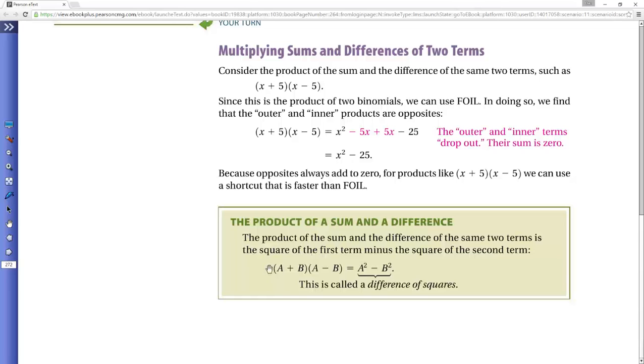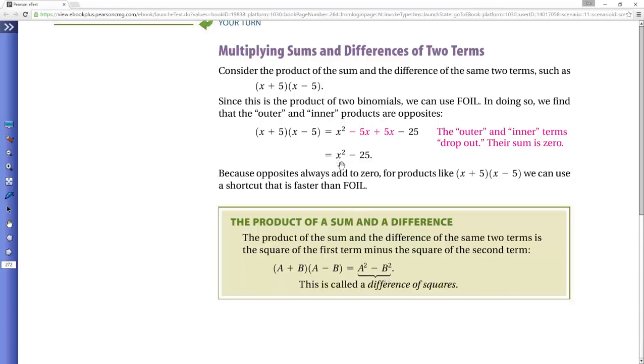And you need to remember this. Recognizing this is very important when we get into factoring. So this is the difference of squares. I have this, and this is the same A and B, right? A and B. One is an addition, one's a subtraction. I'll end up with the first term squared minus the second term squared.